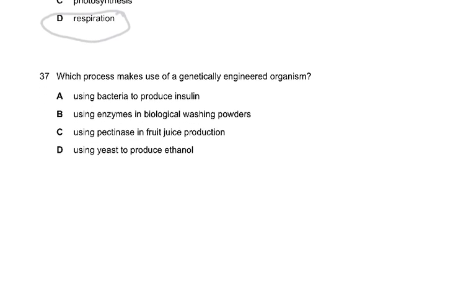Then coming to 37. Which process makes use of a genetically engineered organism? Using bacteria to produce insulin, using enzymes in biological washing powders, using pectinase in fruit juice production, using yeast to produce ethanol. What process makes use of a genetically engineered microorganism? So, 37.